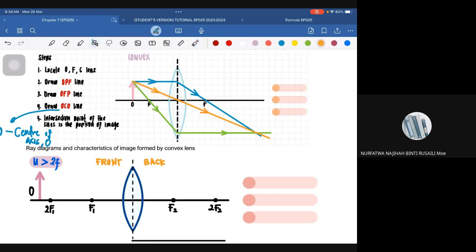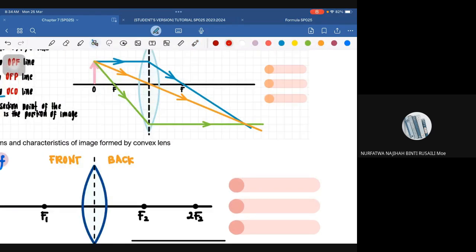So from object to image, that image will form. Since this is below the principal axis, it will be pointing downwards. So this is your image. Just label this as image. Okay guys? Are you okay? Okay, so this is how you draw the ray diagram for lenses.